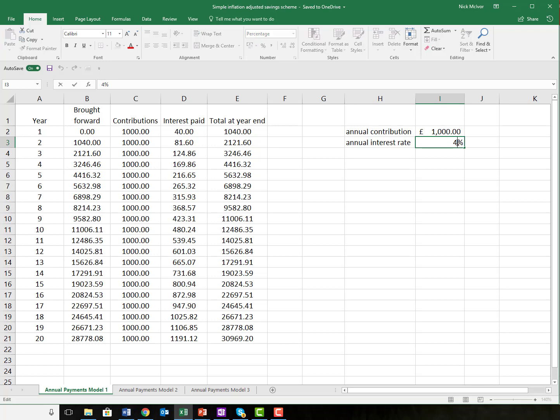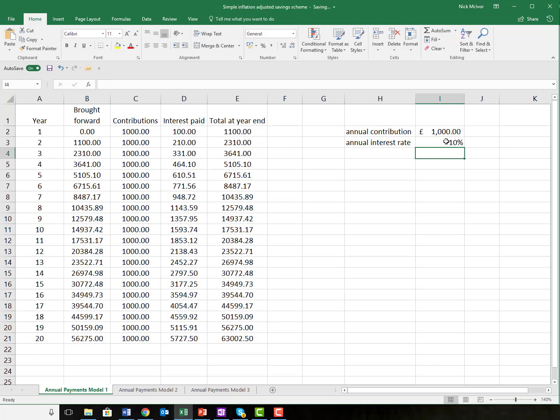If you get a really fantastic interest rate, like 10%, wow, £63,000 after 20 years. So, that is your first very simple model for how a savings plan racks up value over time.